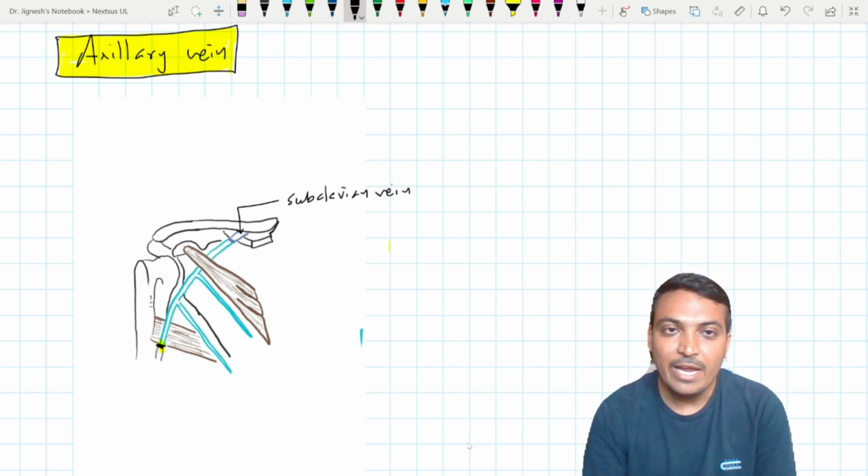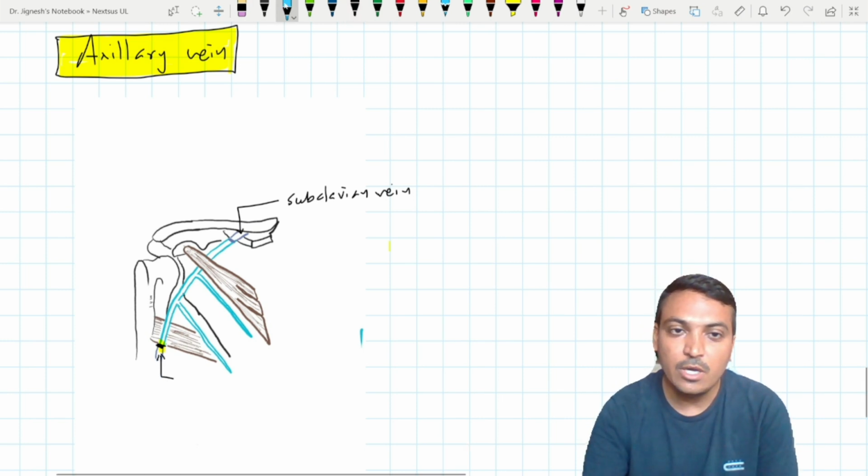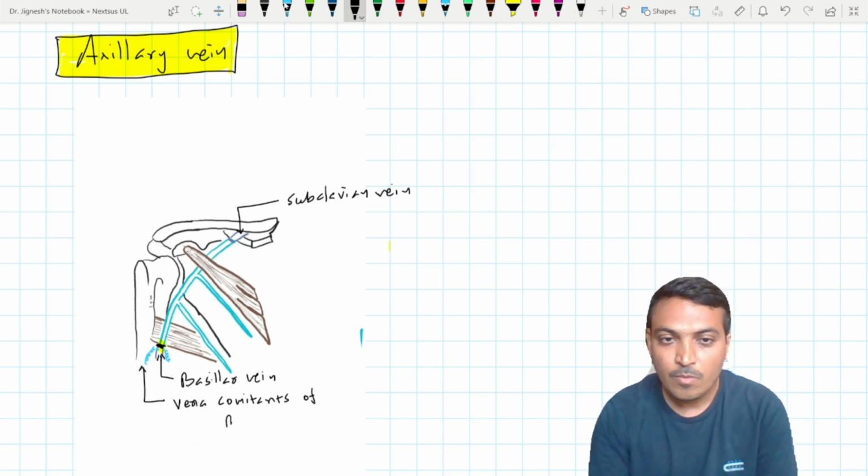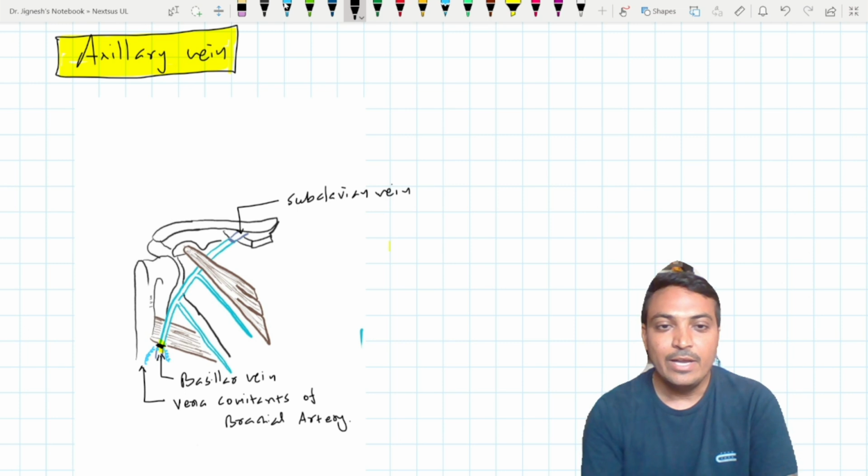This axillary vein is the continuation of the basilic vein, and this basilic vein, along with the two venae comitantes around the brachial artery, fuse, and these three veins together form the axillary vein. So the axillary vein starts from the lower border of the teres major muscle up to the outer border of the first rib.